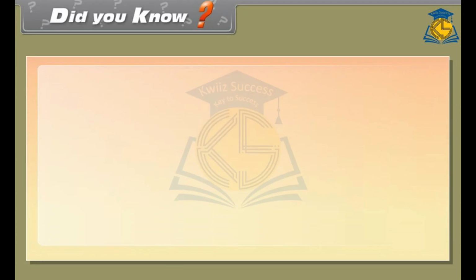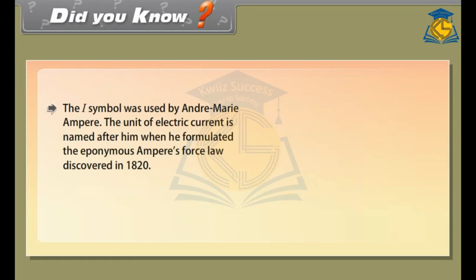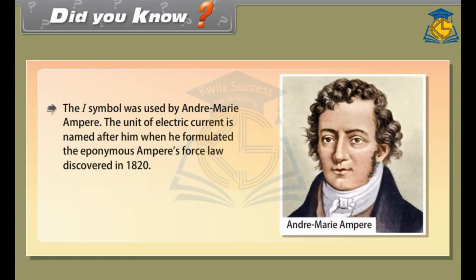Did you know? The I symbol was used by André-Marie Ampère. The unit of electric current is named after him, when he formulated the eponymous Ampère's force law discovered in 1820.